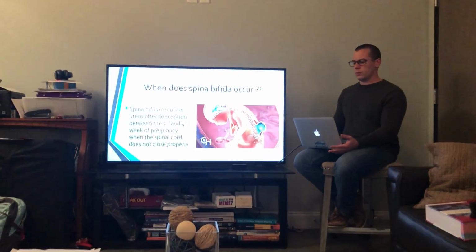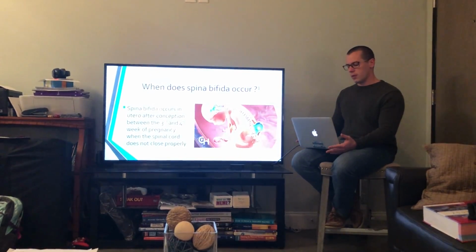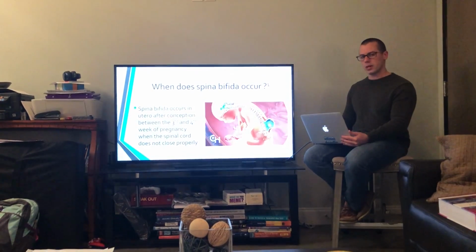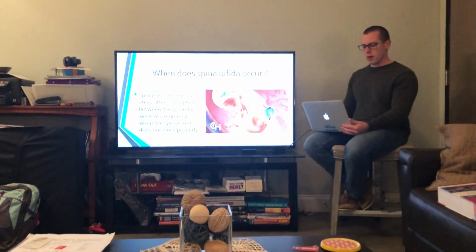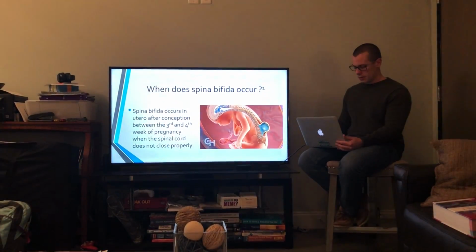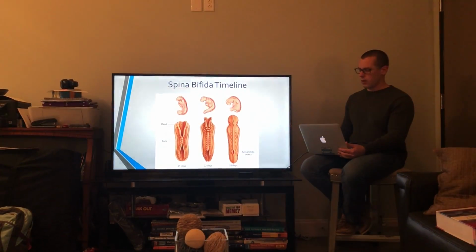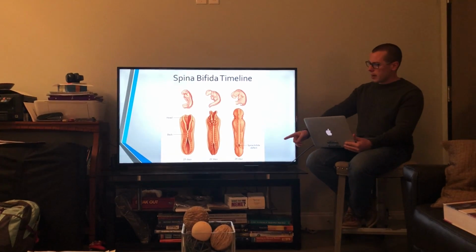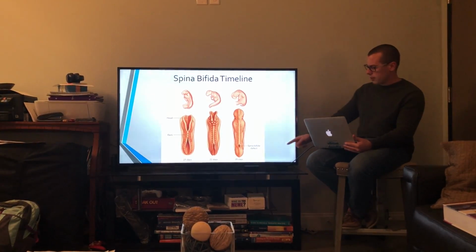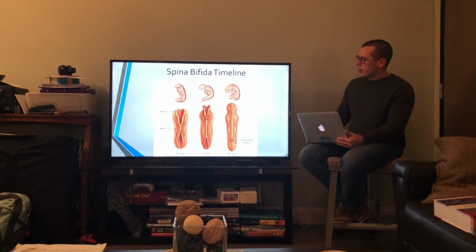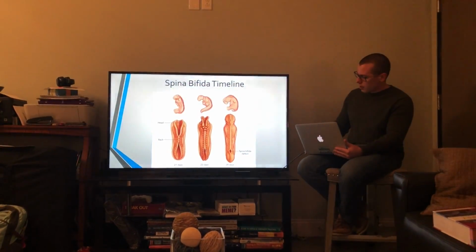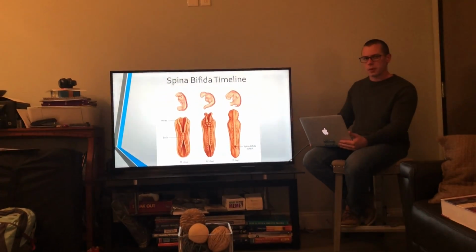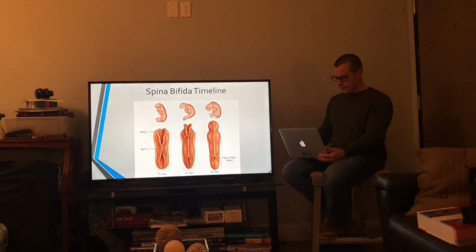So, when does spina bifida occur? It occurs in utero after conception, between the third and fourth week of pregnancy, when the spinal cord doesn't close properly. And this is a visual timeline of spina bifida. It starts at 21 days on the picture and ends at 28 days. And as you can see, where the segments are not closed on the spine is typically where spina bifida occurs.